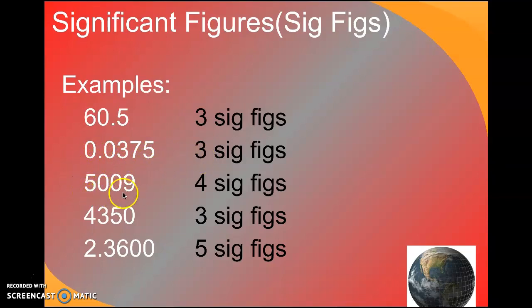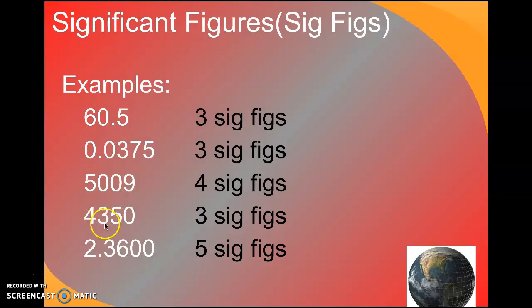5,009. These zeros are middle zeros. Even though there's 2 of them, they're between significant figures, so they count as middle zeros. You can have a lot of zeros in there. It really doesn't matter. If they're between significant figures, they're middle zeros, so they always count. So this one has 4 sig figs.